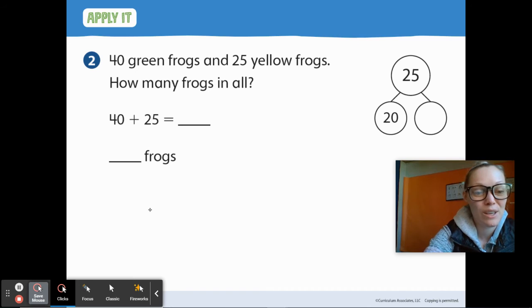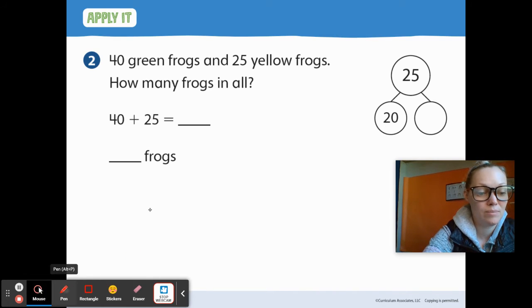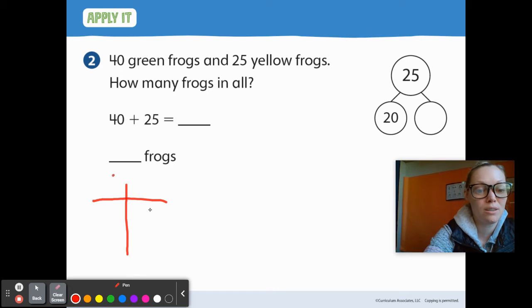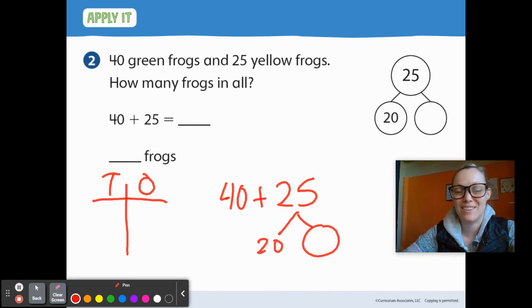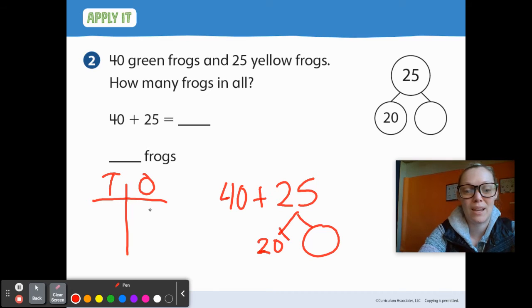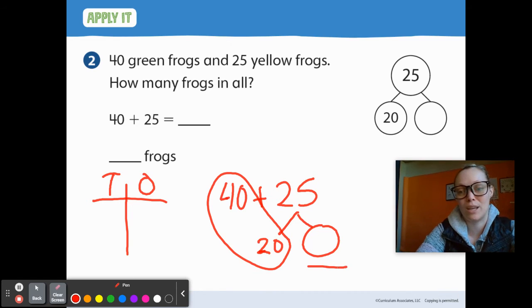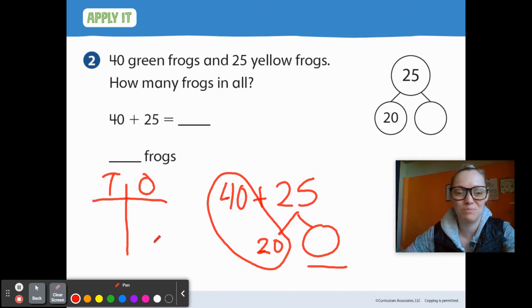And remember, you can do a place value chart, tens and ones, or you can add 40 plus 25 and then show that number bond with 25, which would be 20 and your extra ones. And then you can add this first. Don't forget about your extra ones though.